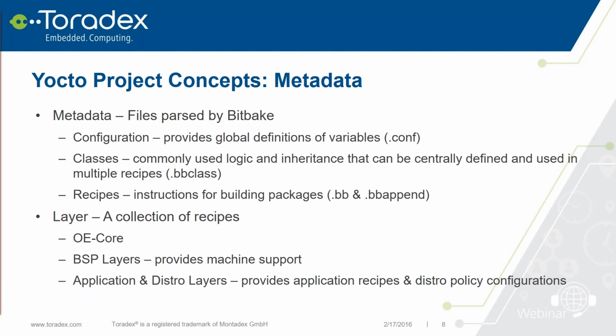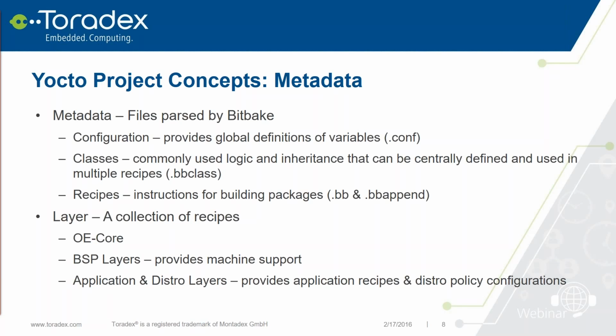All this metadata is organized into layers, and layers are important to the build system. These collections of metadata are called layers because they stack on top of one another. Metadata is in one layer, and one layer may override or append to the metadata in another layer. OE core is the base layer of the build system, and BSP layers are special layers which provide support for specific machine configurations. And finally, application and distro layers provide application recipes and/or distro policy. The Yocto project doesn't really distinguish between application and distro layers, so occasionally they're intertwined.